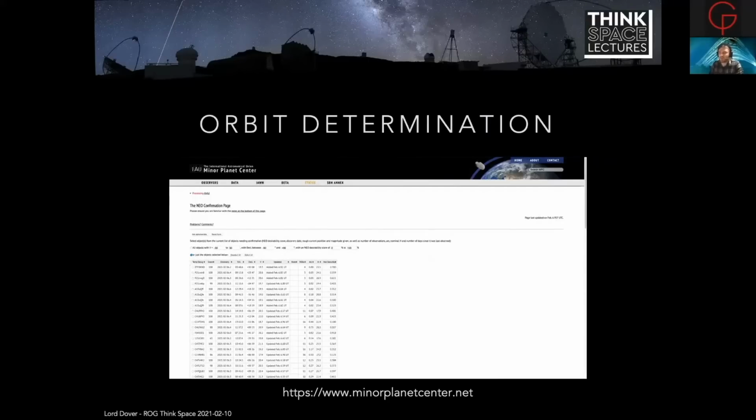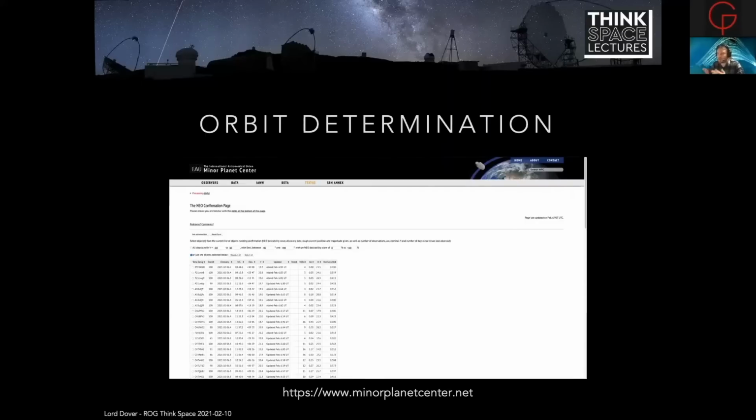And this is really important because the first thing you want to do when you discover an asteroid is work out how that asteroid is moving around the sun. Every asteroid in our solar system has its own unique orbit, and we have to calculate what that orbit is before we can know if it's going to hit us. And just from looking at it in one night, we can't work that out.